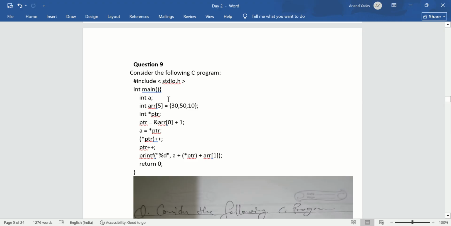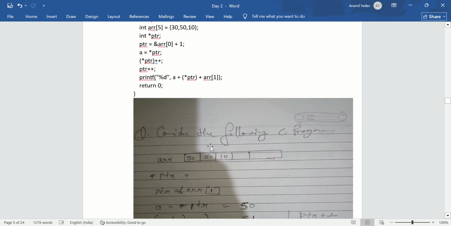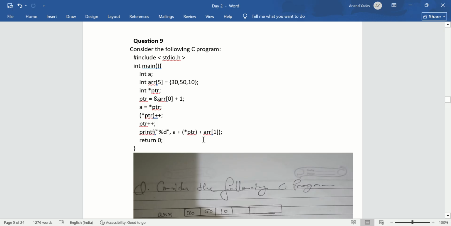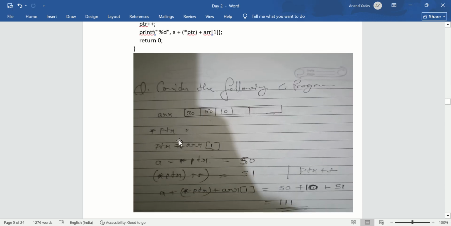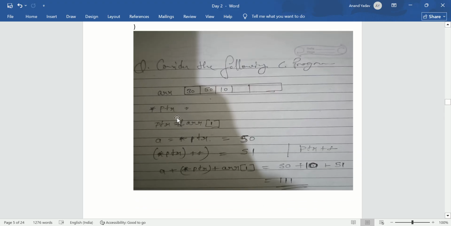Now next question is question number 9. Consider this C program. These are the question code. Now what does it ask? It asks what it prints. It prints 111. How does it execute? First it takes a pointer and the address of array 1, this index value, array 1 index value, and then puts it in a. Put in a and then increase the value to 51, and then ptr plus plus.